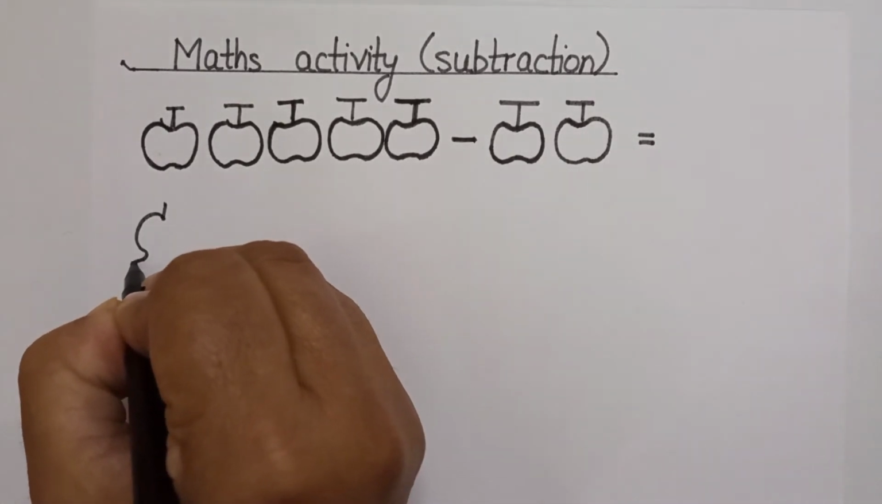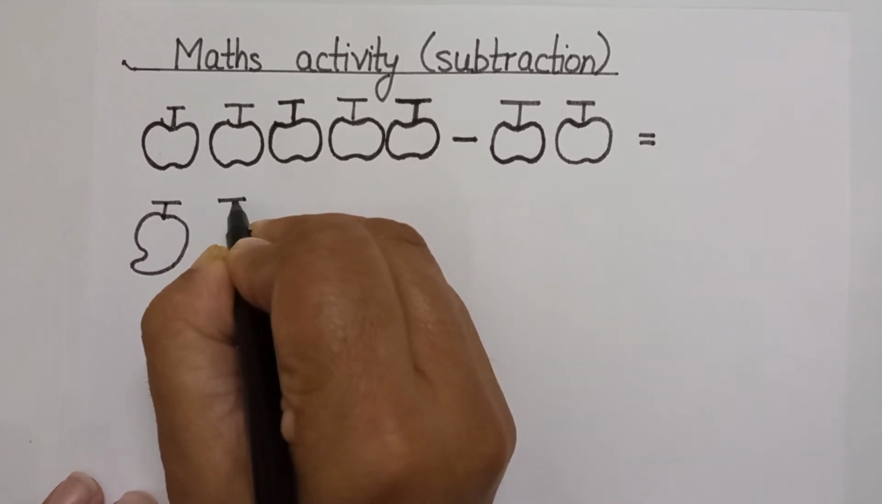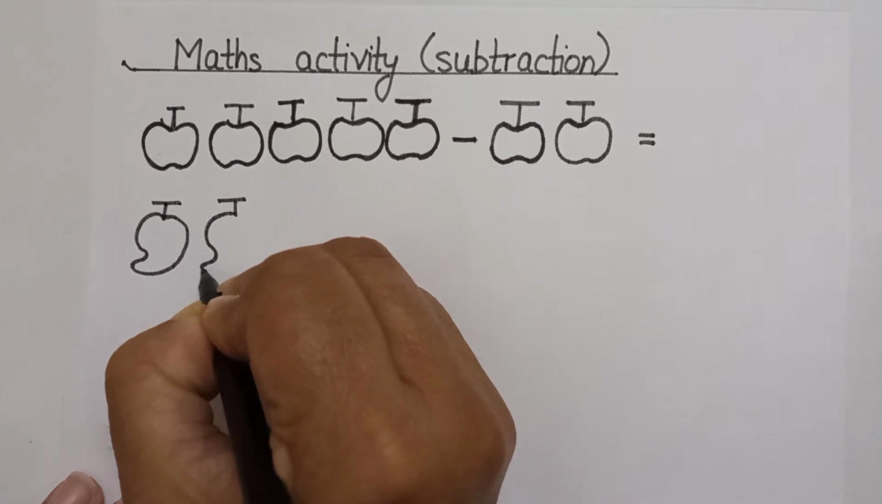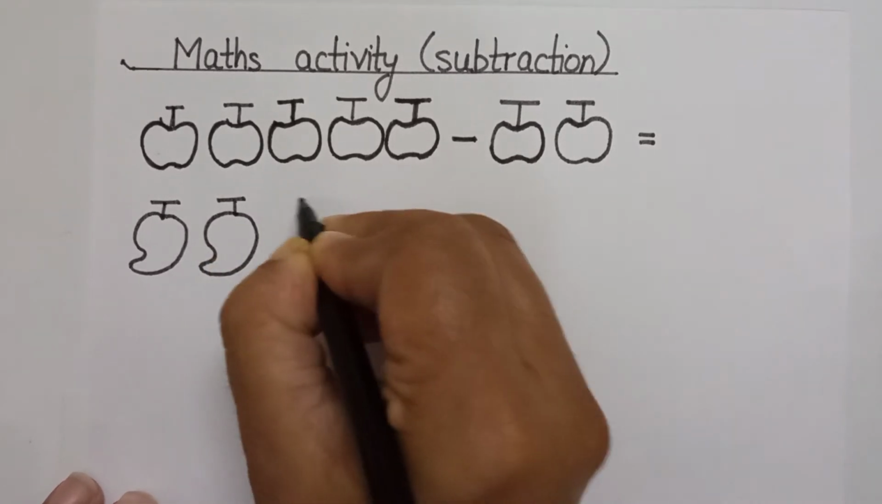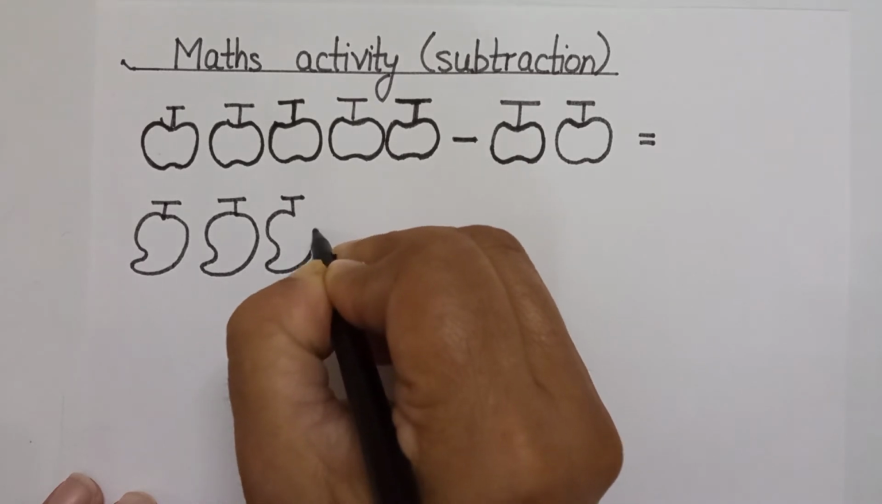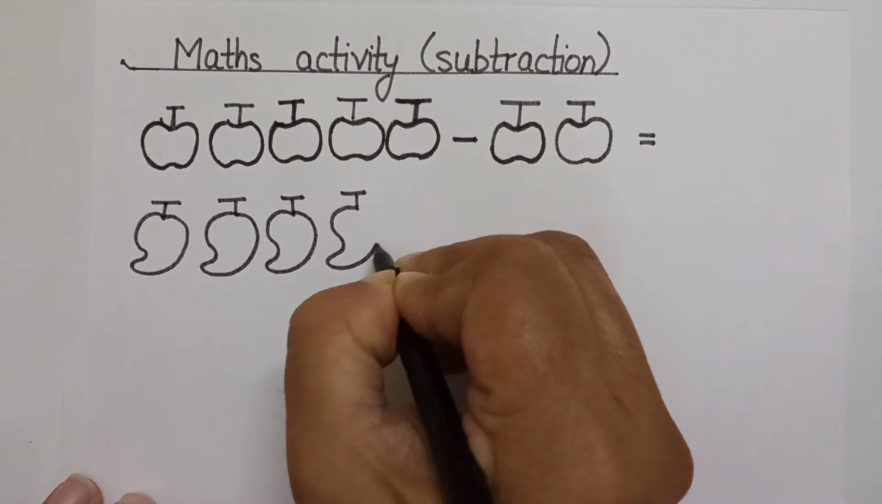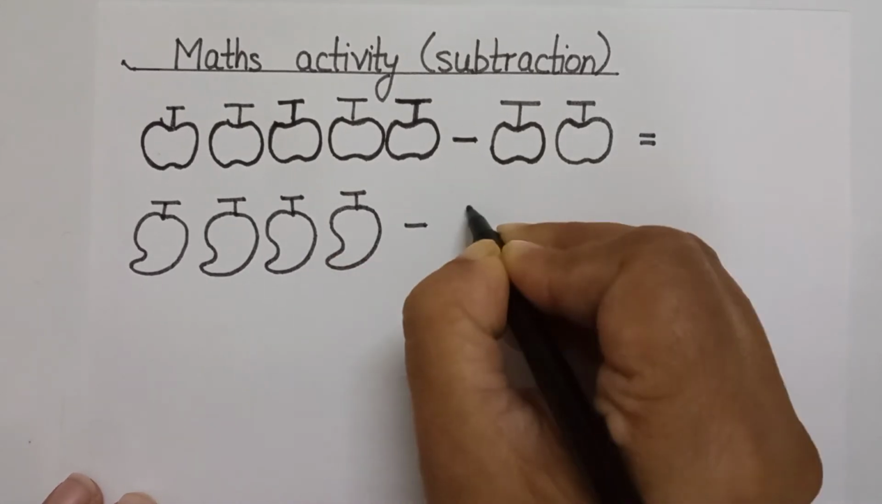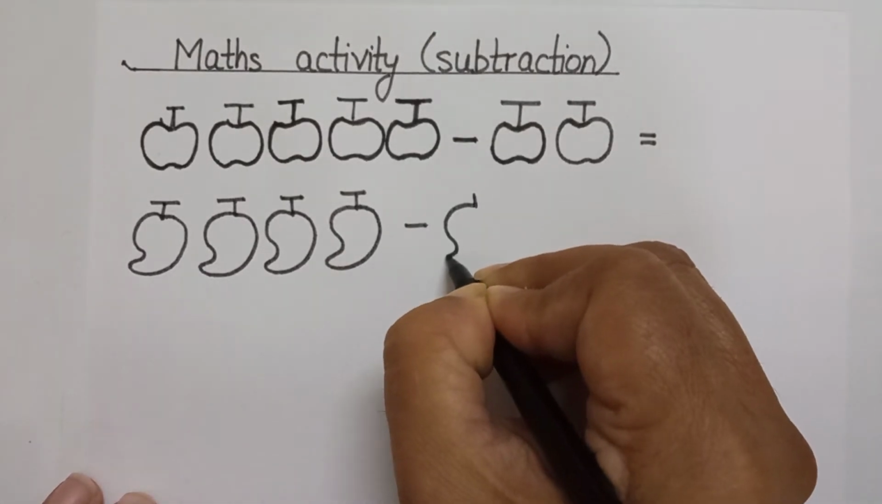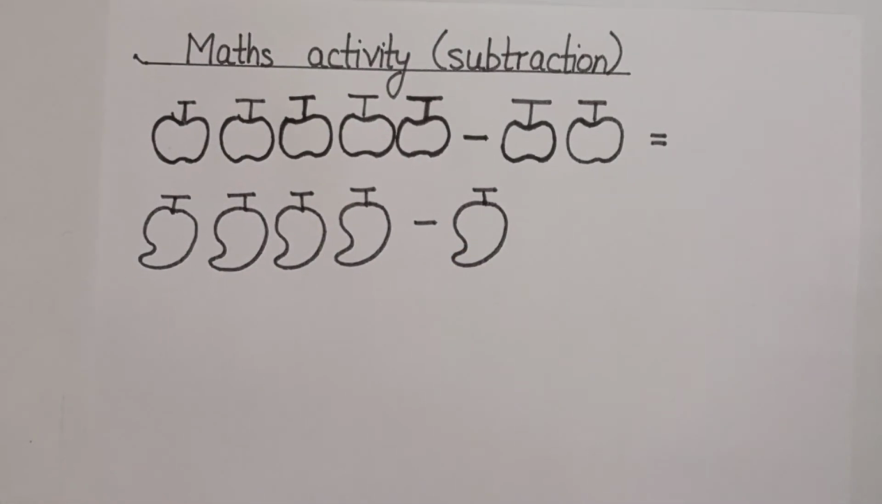Now I'll make some mangoes. You can draw some mangoes, and you can tell, okay, now this is a mango. Now you have 4 mangoes, 1, 2, 3, 4, and I am taking 1 mango from you. So how many mangoes are left?